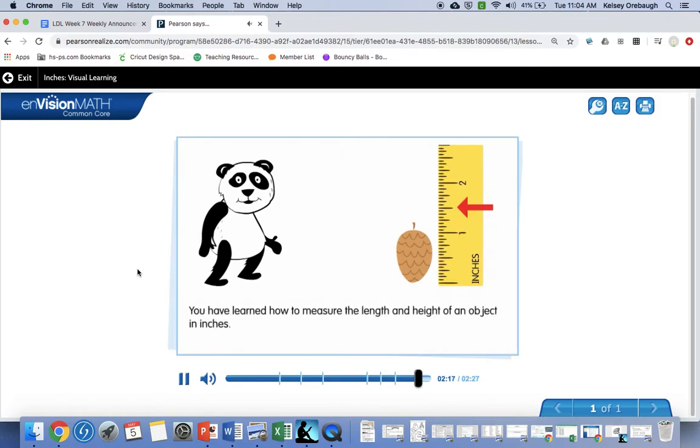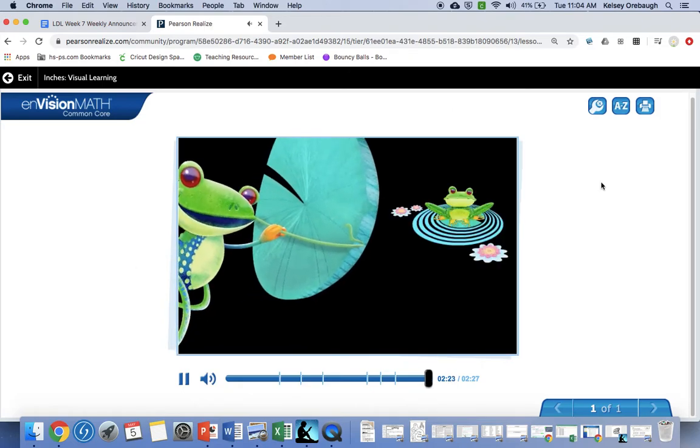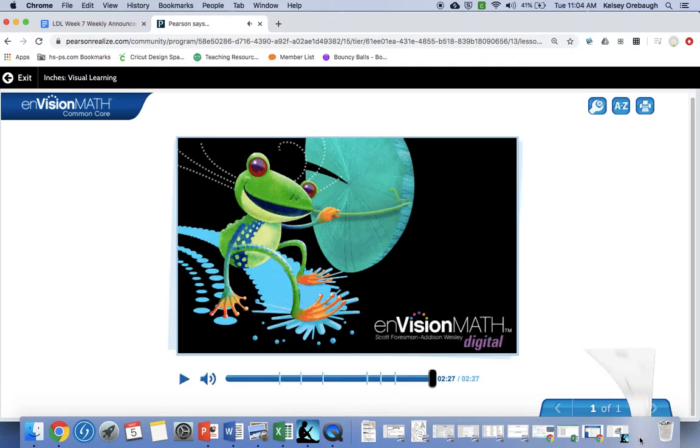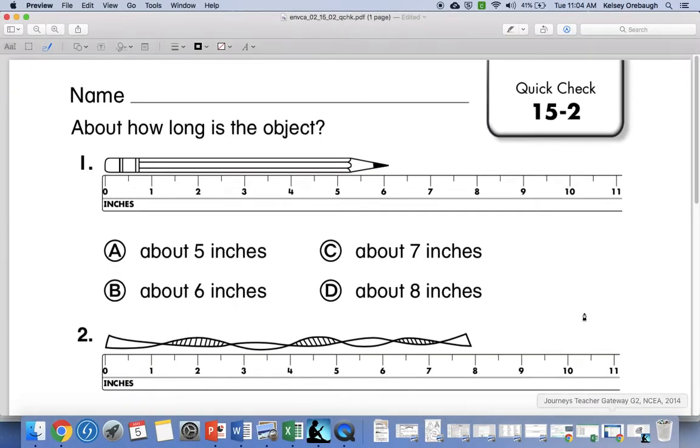You have learned how to measure the length and height of an object in inches. All right, so what we're going to work on is the quick check, which is going to be the same thing as the digital quick check that you have on your 15-2 dashboard, your lesson for today, your activity for today that you will submit to me. So these are going to be the same answers.